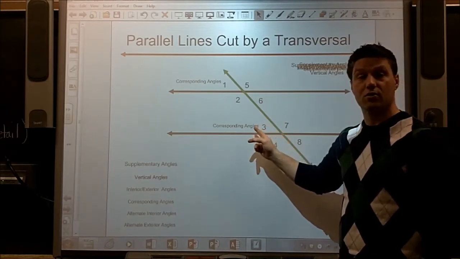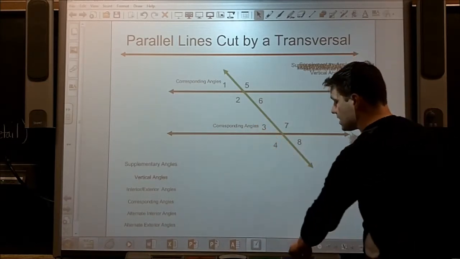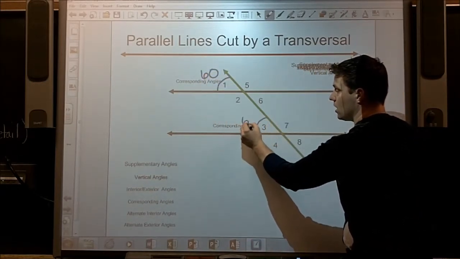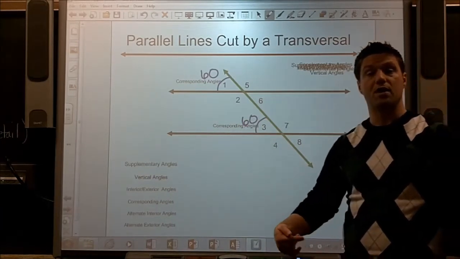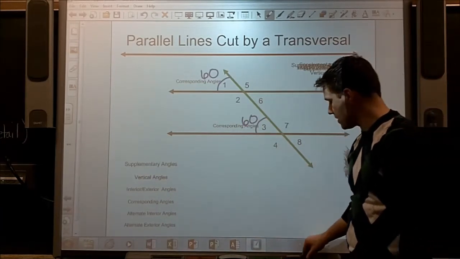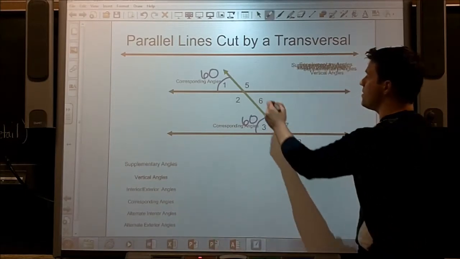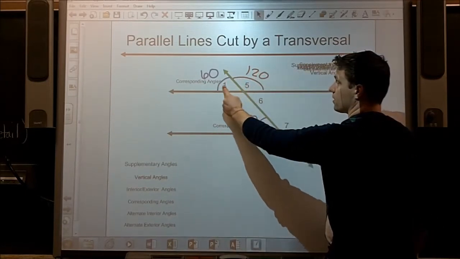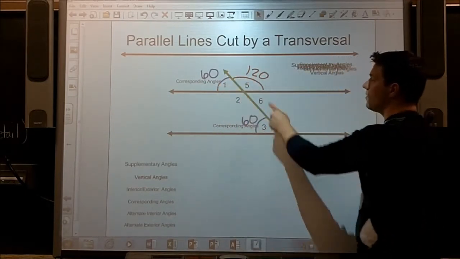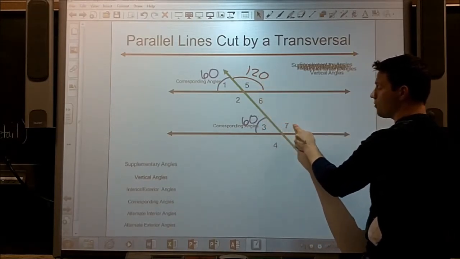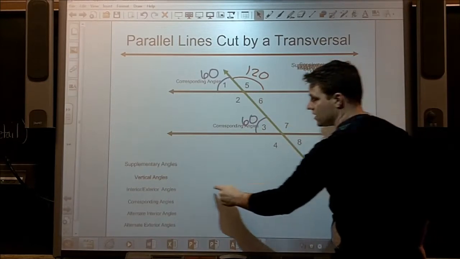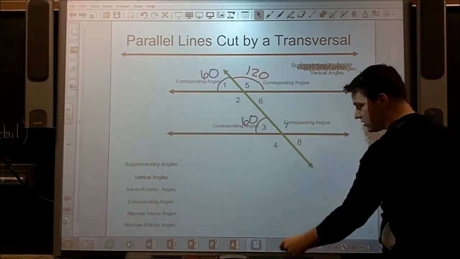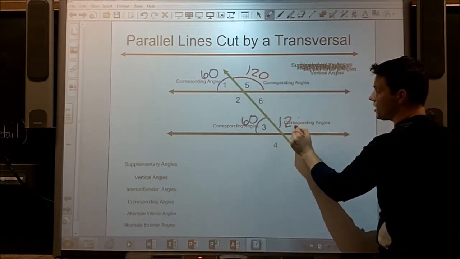Or excuse me, 3 here, corresponding angles. So if this were, let's just say 60 degrees, angle 3 would also be 60 degrees. Corresponding angles are equal. Now let's talk about the angle that's next to number 1. Well, then this would have to be 120 because we know it's supplementary. This whole thing makes the half circle. Well, that tells me down here the upper right angle, 7, which is its corresponding angle with angle 5, is also going to be 120 degrees.